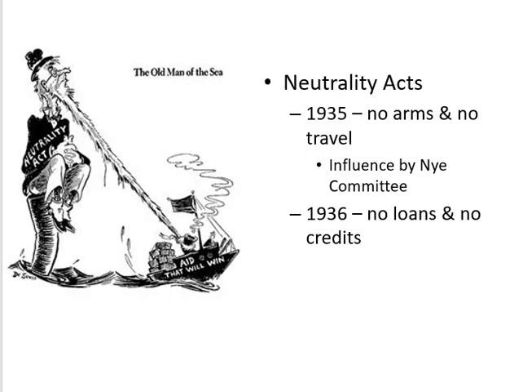We had already talked about the neutrality acts, so we want to add these in just for that context of what's happening in the 1930s. There are lots of neutrality acts; we're boiling it down to the big topics here. So we have two listed here, 1935 and 1936. With these, we have no arms and no travel to parts of Europe, and this is influenced by a group called the Nye Committee.